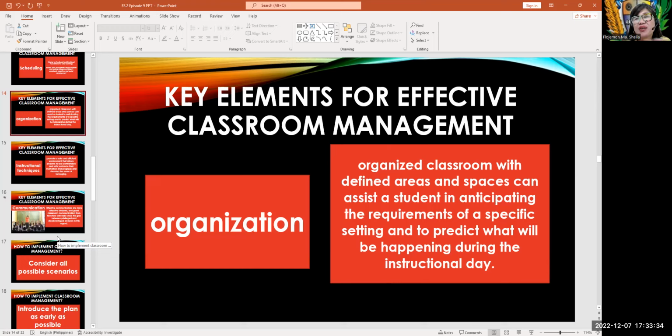So meaning, if all things are organized inside the classroom, there is easy access to everything inside the classroom. If you need something, it's just there. It can be seen. There is easy access. Dali lang nimo makita kag magamit.